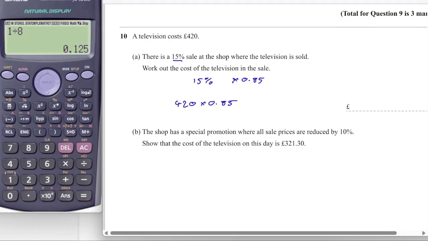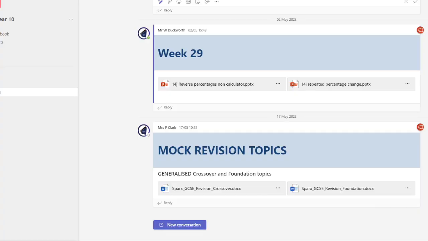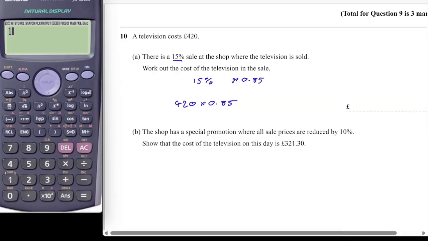So if we bring the calculator in, I'm going to do 420 multiplied by 0.85, and that gives me 357. So 357.